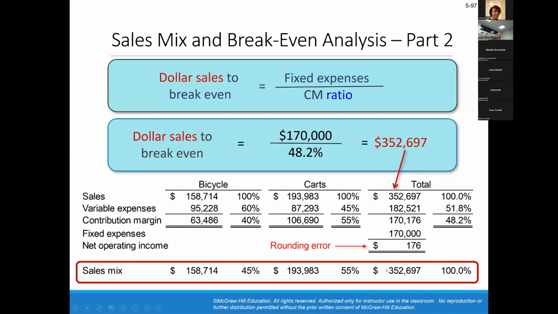So we would just divide that up. We'd take that 352,697. What's 45% of that? It's 158,714. And then we do 193,983 for the other one. It would be 352,697 times 55% to come up with the carts. Okay, so that's our sales mix down here. So the numbers changed a little bit once you calculate out the dollar sales to break even.